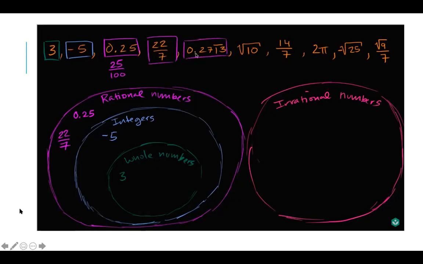Now this over here, 0.2713, and then the 13 repeats. This is the same thing as 0.27131313. That's what that line up there represents.